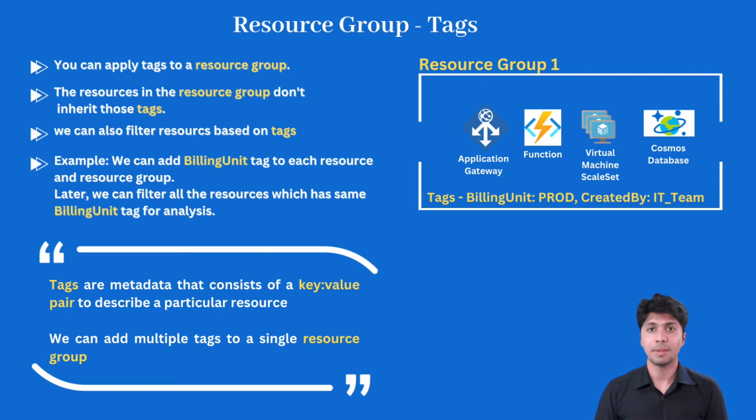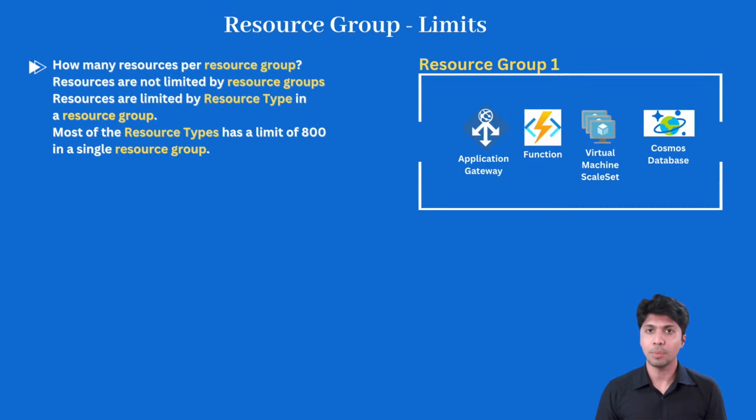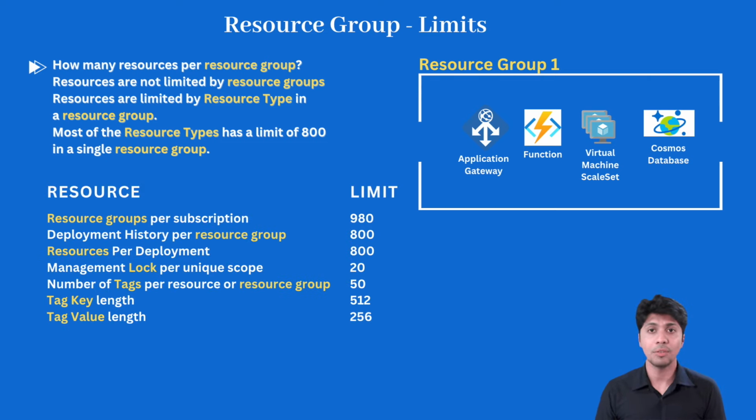The last topic to understand is limits. In resource group limits, the first question is how many resources can we create in a single resource group? It's not the total number of resources, but we need to understand first that all resources are of a certain type, which we call the resource type. So in a particular resource group, we can have a maximum of 800 resources of each resource type. Next, we can have 980 resource groups per subscription because resource groups lie under a subscription. So we can have 980 resource groups in one particular Azure subscription.